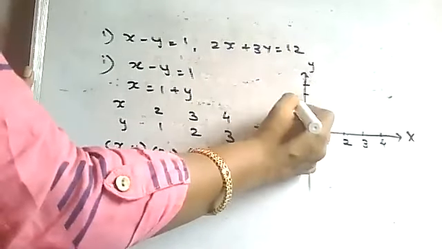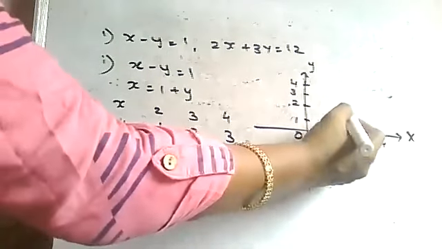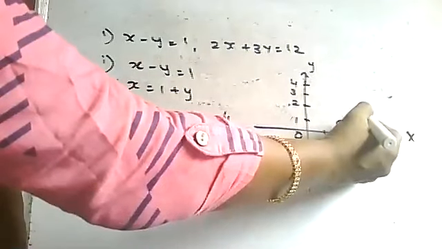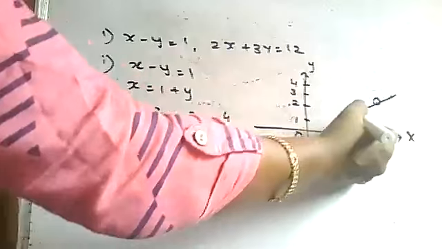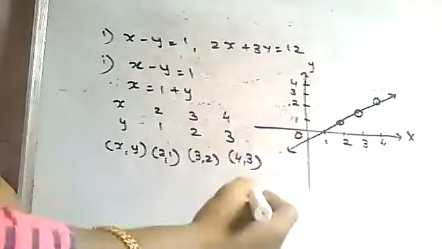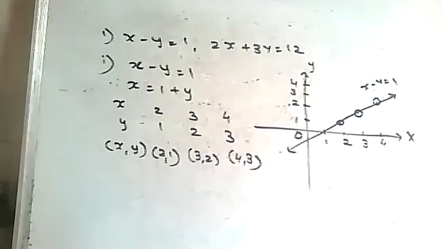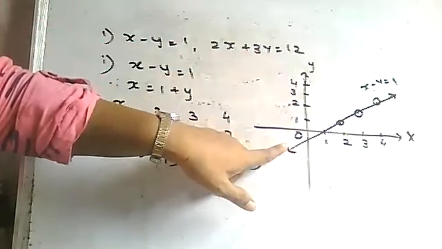1, 2, 3, 4. Okay. 2, comma 1 is somewhere over here. 3, comma 2 is somewhere over here. And 4, comma 3 is somewhere over here. And you will get a line x minus y is equal to 1.